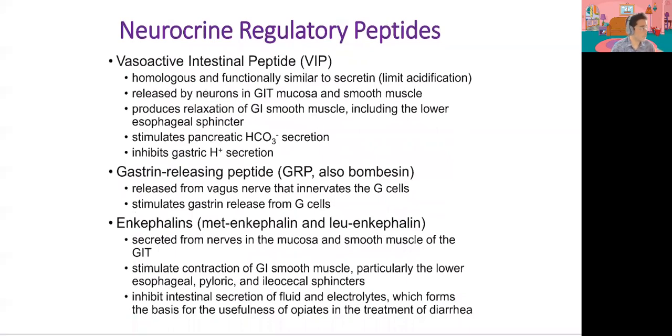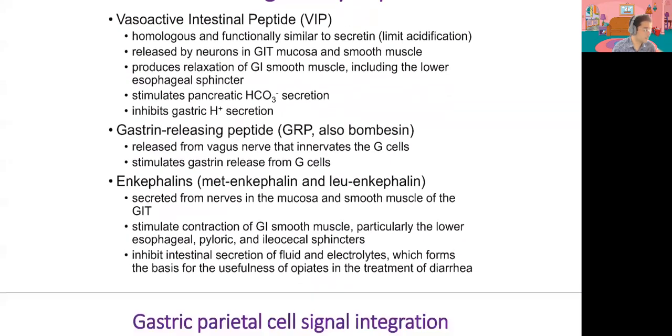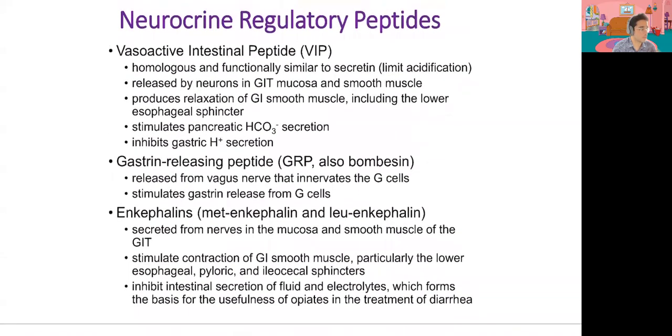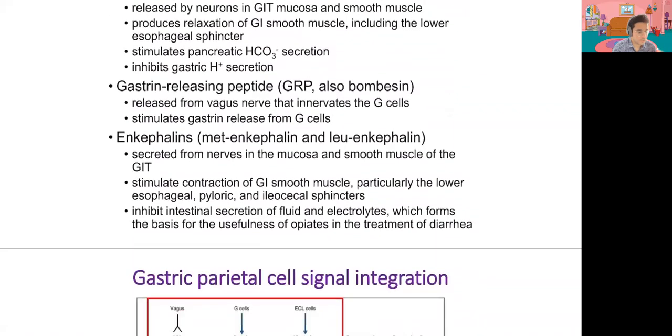Neurocrine regulatory, okay, VIP. It's not like the VIP that you would think of. It's vasoactive intestinal peptide, and it basically helps from the neuronal level, from your ANS. It limits secretion, it limits the acidification via secretion, similar to a lot of different things that you see in the local systems. Gastrin releasing peptide, GRP, also known as bombesin. I have no idea how to say that, but it's from the G cells. G for gastrin releasing peptide, makes sense. Enkephalins, you guys probably know from the pain lectures that you might have covered before. So just keep that in mind.